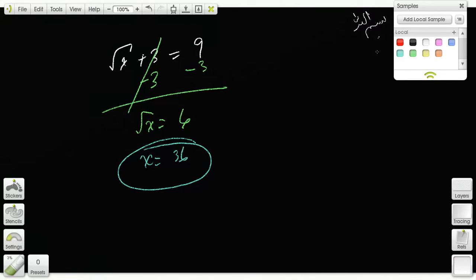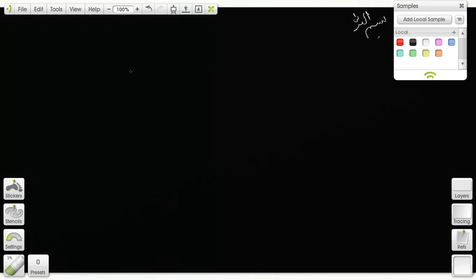Yes, sir. So what if on both sides of the equation there's a square root sign? Then what do you do? What's the point? You skip the question. I'm just kidding.